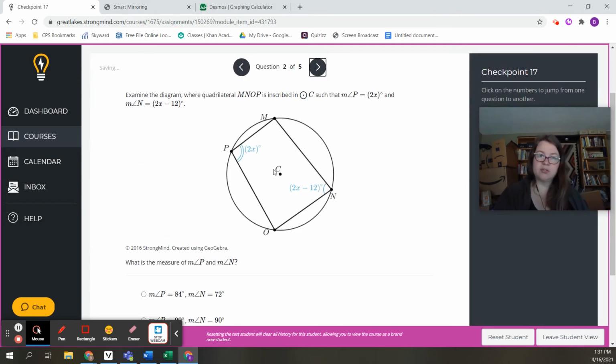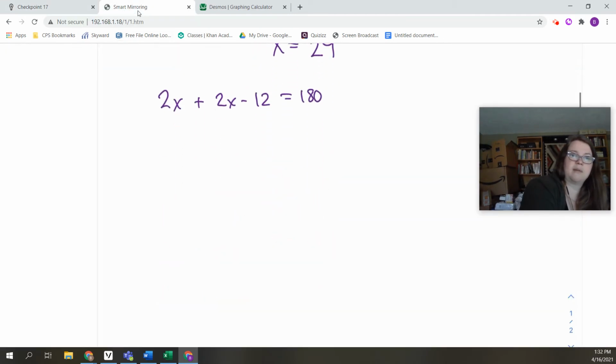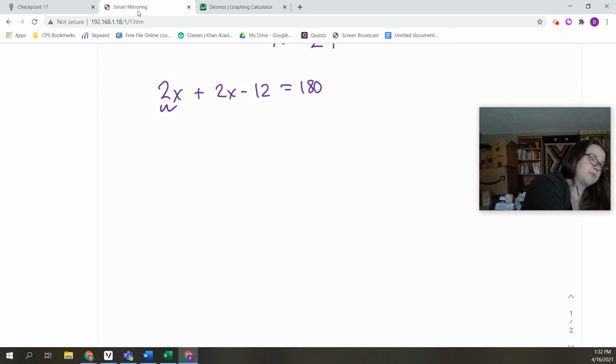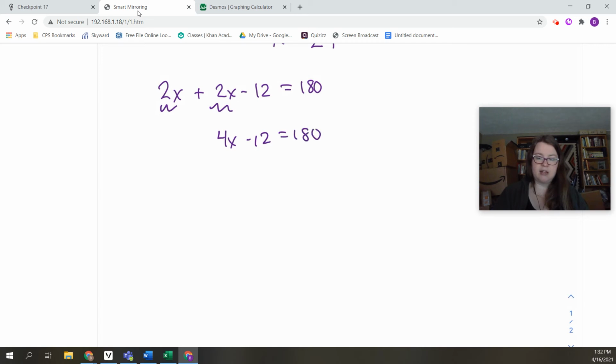Then we know that those 2 have to add up to 180. So I'm going to write these down again on my board. So I have 2x plus 2x subtract 12 has to equal 180. We're going to combine the like terms. 2x plus 2x, we know that that equals 4x. Subtract 12 equals 180. I'm going to add 12 to both sides. So I'm left with just 4x is equal to 192.